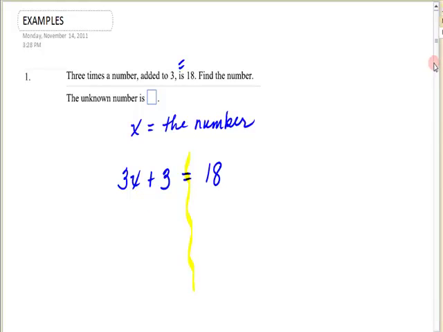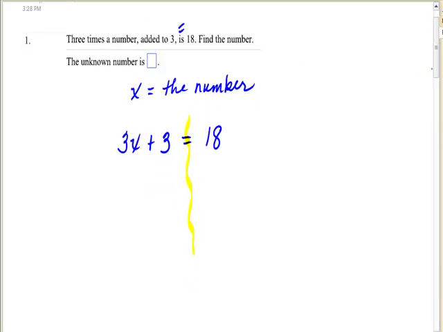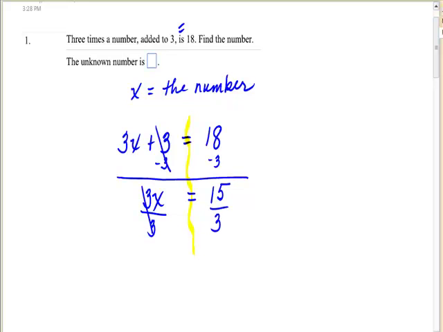Yes, and I'm not going to necessarily use as much color here. I'm going to subtract 3 from both sides. That leaves me with 3x. Those cancel. Equal sign. 18 minus 3 gives me 15. Now this 3 is the coefficient of x. I'm going to divide by it on both sides. 3 over 3 gives me an implied 1x is 5. And you could check this because 3 times the 5, that would give me 15, added to 3, that would give me 18, is indeed 18.